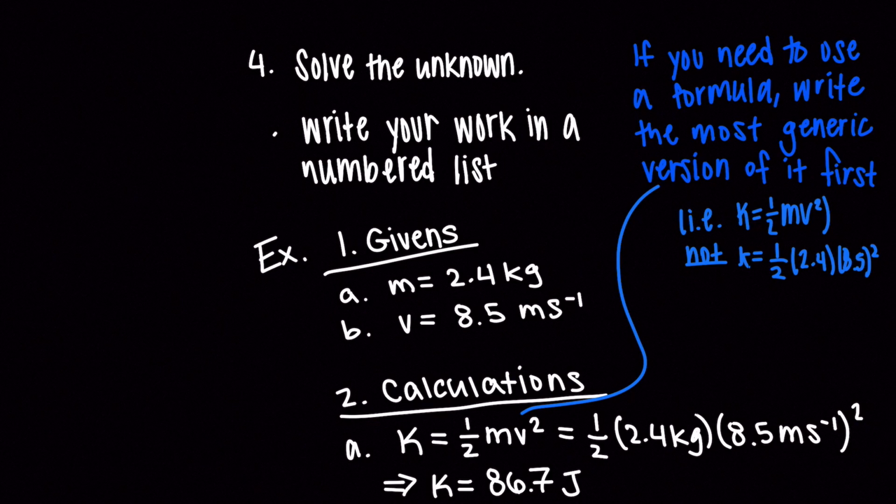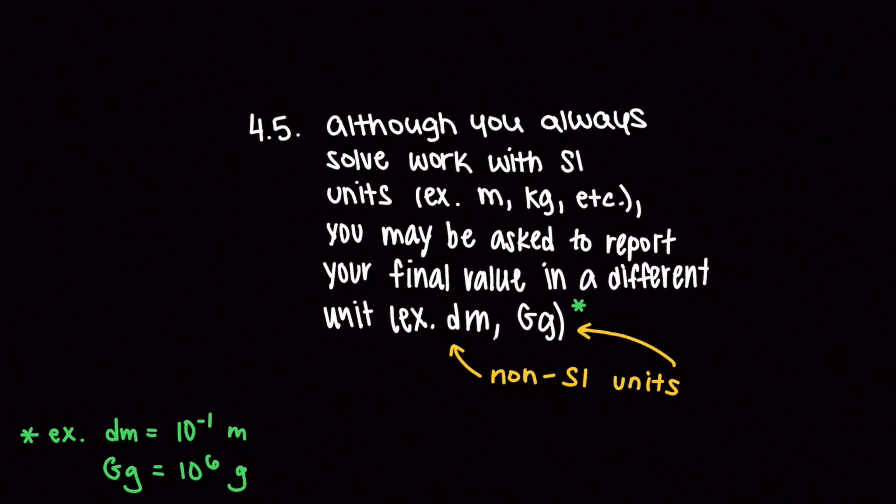One side note is, if you need to conserve significant figures, which in both cases have 2 significant figures, then you would rewrite your kinetic energy value to be 87 joules, as that's the closest to what your final value is. One step I wanted to add on to step 4 is that although I always solve work with SI units, as should you, you may be asked to report your final value in a different unit.